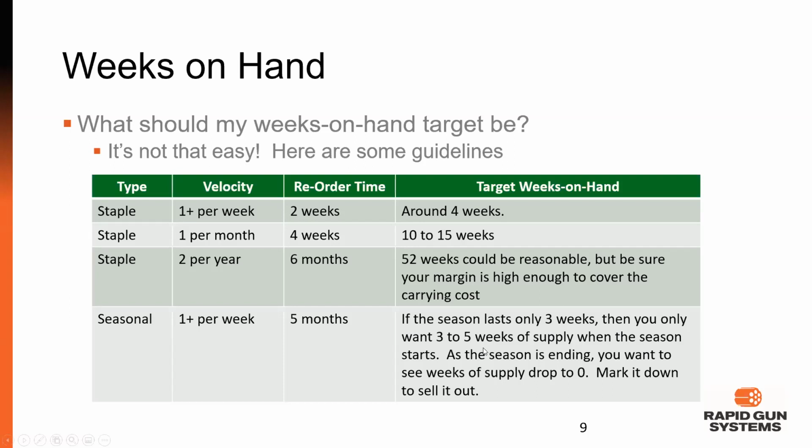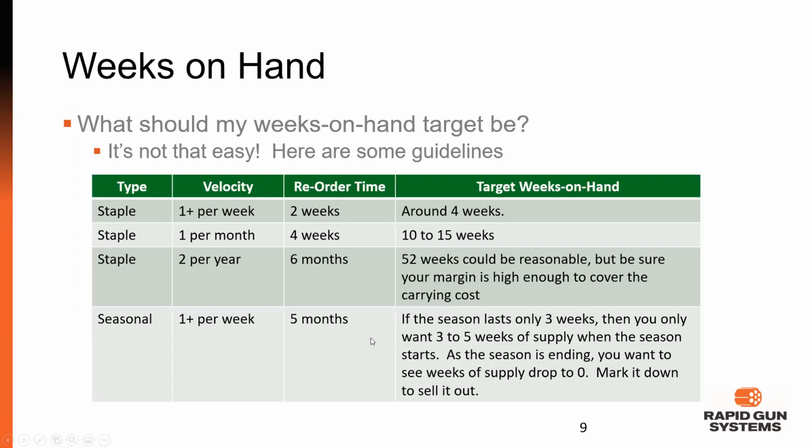So with these, we wouldn't want to have but 3 to 5 weeks of supply at the beginning of the season. And by the time we hit the end of the season, we're wanting to see our weeks of supply starting to drop towards 0. If it's not at 0, then we want to mark it down and sell it out. If we find that it's July and we still have a bunch of winter coats in stock, that's a problem. That means that we haven't done the job managing our inventory that we should have, and we probably should have marked those down a little deeper to get those cleared out of inventory.